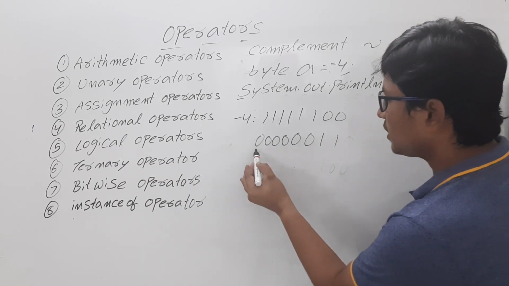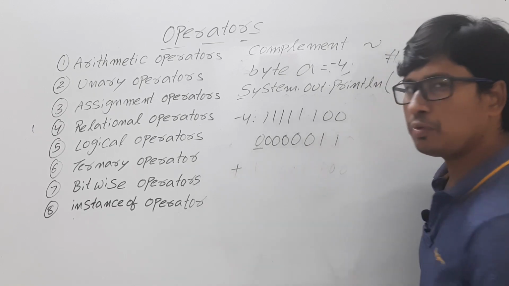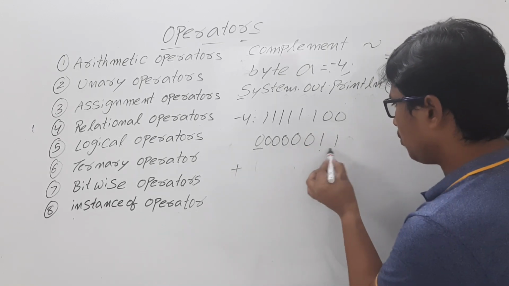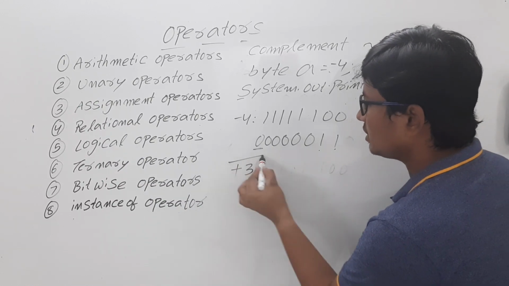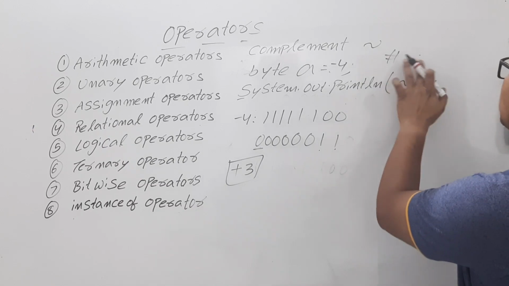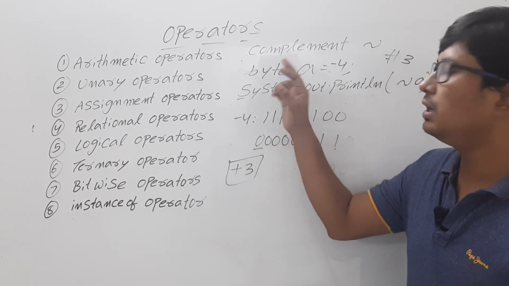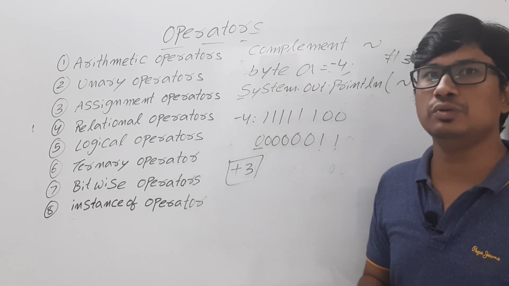Now look at here. The sign bit is 0, so it is a positive number. So a positive number will be directly represented in the memory. So 1, 1. If you convert into decimal number, you will get the 3. So this will produce the output as 3 for you. I hope you have understood the bitwise AND, bitwise OR, bitwise NOT, bitwise exclusive OR.